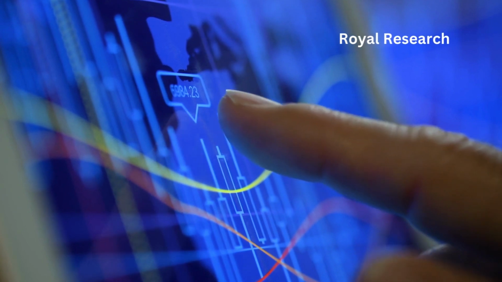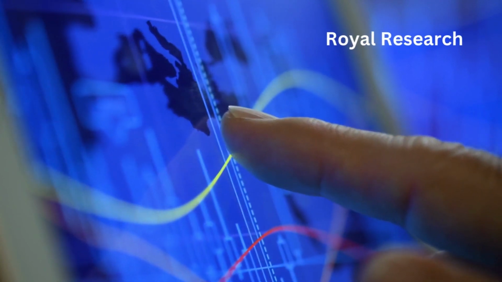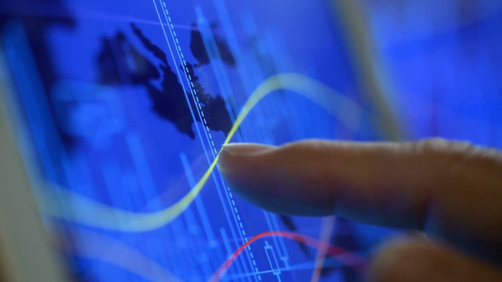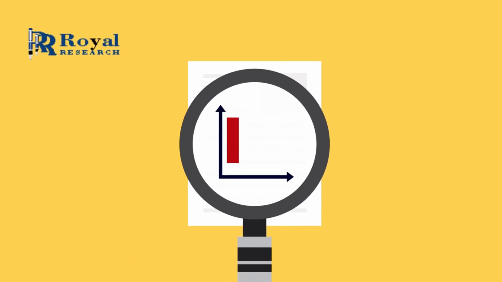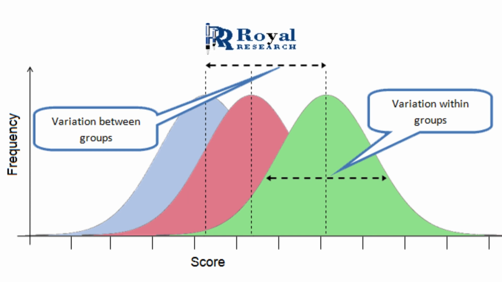Here's a step-by-step guide to performing an ANOVA test. Formulate hypotheses. Start by stating your null hypothesis, H0, and alternative hypothesis, H1. The null hypothesis typically assumes that there are no significant differences between the group means, while the alternative hypothesis suggests there are differences. Collect data. Gather data from 3 or more independent groups. Ensure that the data is continuous and normally distributed.